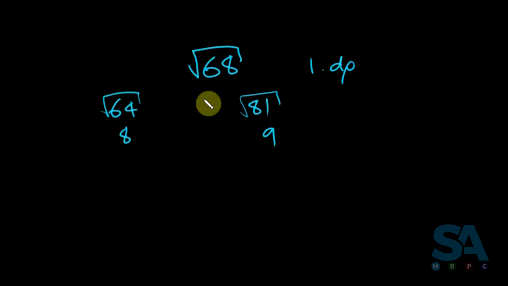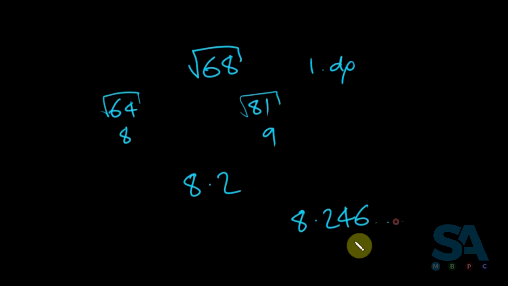Because it's very close to 64, I would estimate that the square root of 68 is going to be something like 8.2. The true value is actually 8.246 and so on. So in this case, my estimate is actually correct to 1 decimal place. So you can be surprised how accurate you can get your estimates sometimes. So that's estimating. I'll give you a few practice questions you can try.